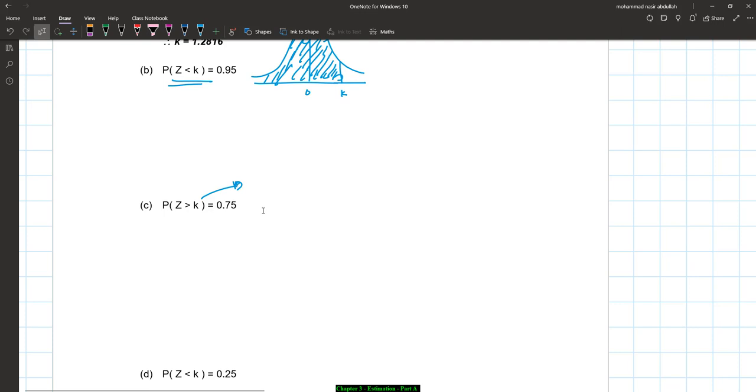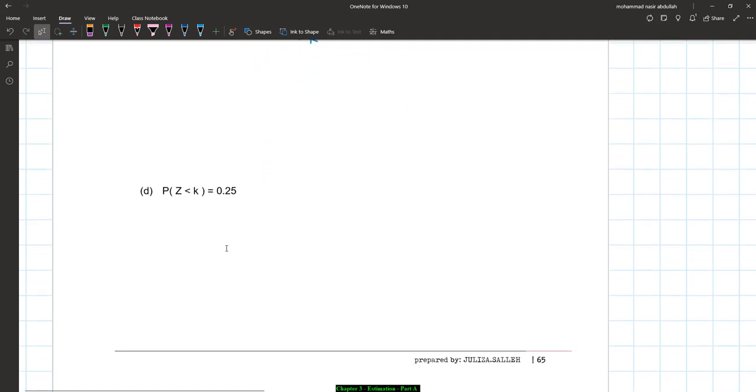This is the probability of Z more than K is 0.75. If it is more than 0.75 and you put K on the right hand side, it won't reach 0.75. It's still less than 0.75. Here, covering the whole area is 0.5. So we need to take another 25% in this area. So this is going to be your K, which is a negative K. Right? Can you understand? This whole area is 0.75.